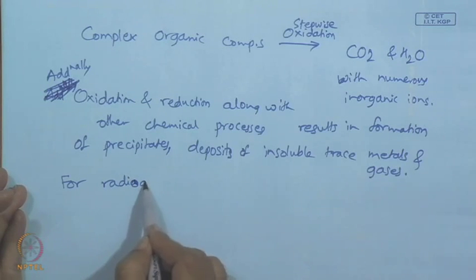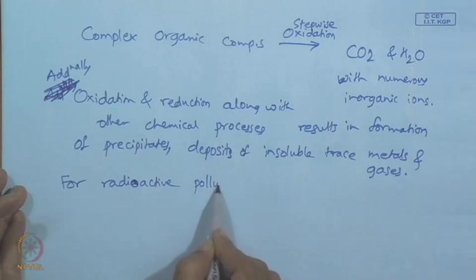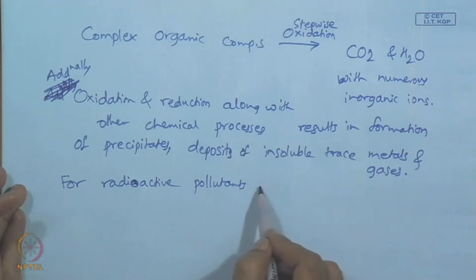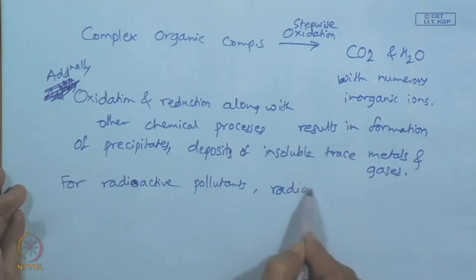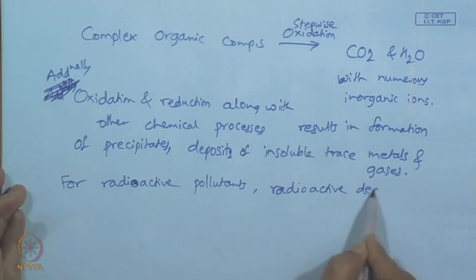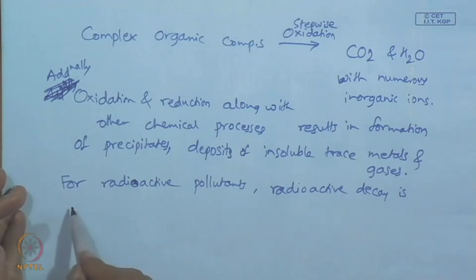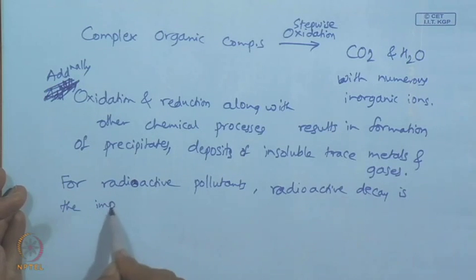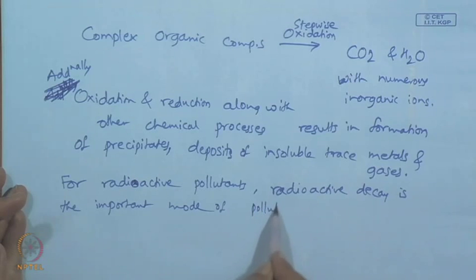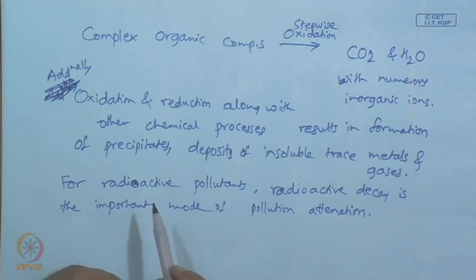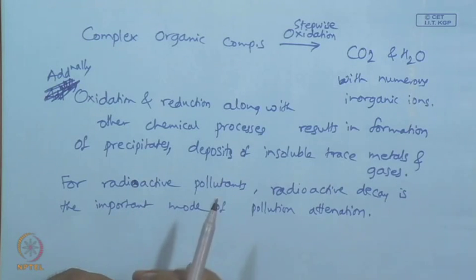So thereby this one for radioactive pollutants, so this radioactive decay is the important mode of pollution attenuation, as we all know. Half-life period means the particular radioactive material will decay and thereby its volume will be reduced to half.